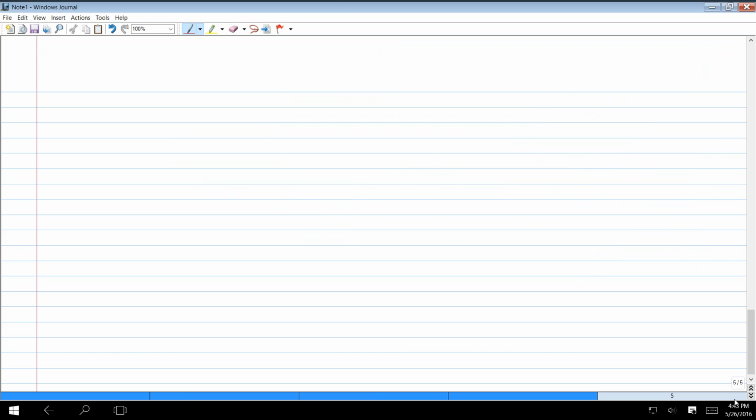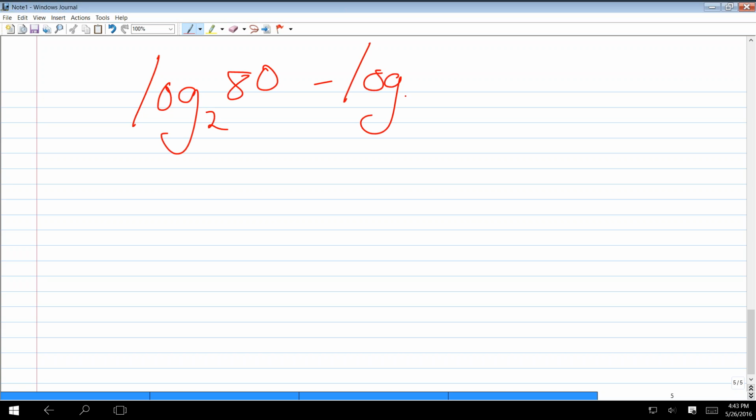Okay. Got another problem? So let's do another one kind of like that. Log base 2 of 80 minus log base 2 of 10. Isn't that just log base 2, 80 times 10? 80 divided by 10. Oh, divided, right.